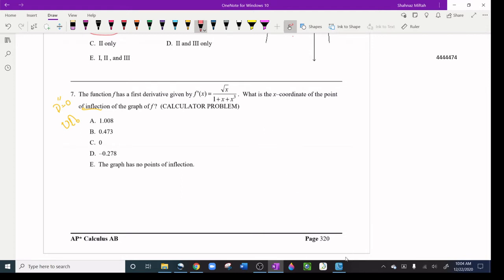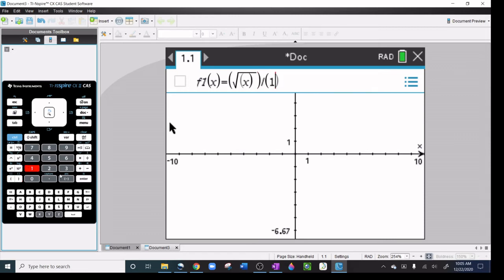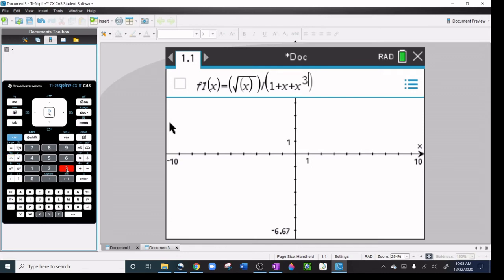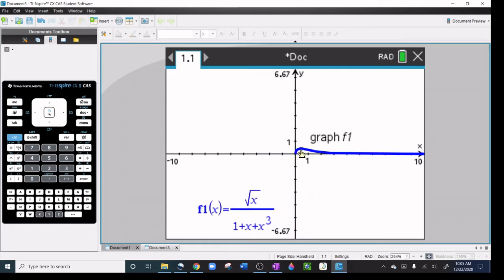So I'm going to draw this graph on the calculator. I make parentheses and I have the square root of x, close parentheses, and let's divide, parentheses again, 1 plus x to the power 3, and we enter. This is the graph. That's how the graph looks. So this is my first derivative. Remember that. That's my first derivative.